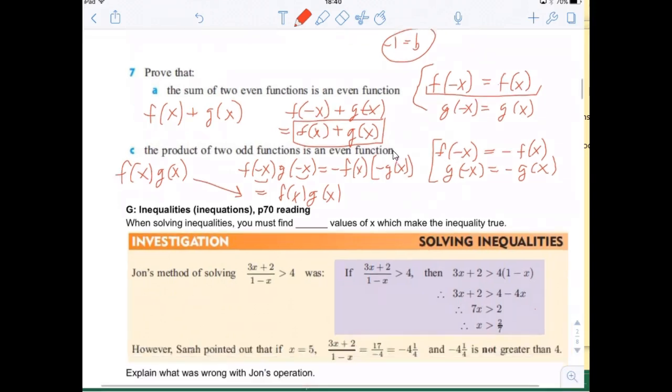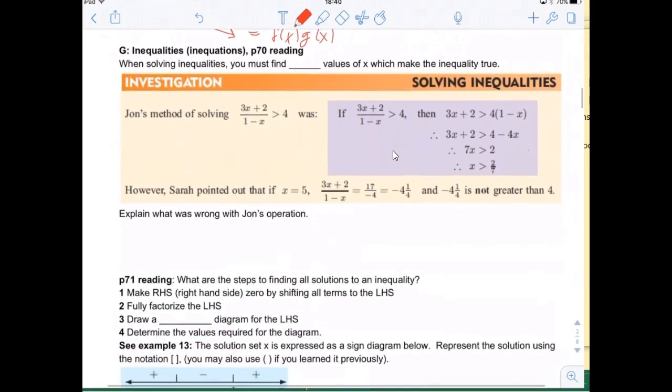Alright, now let's do section G. If you do the page 70 reading, you can get the answer for this, or you can just listen to me talking here. When solving inequalities, you must find all values of x which make the inequality true. You can't just find one value, you need to find every single value. So here's an investigation. John was solving this inequality here, and his method was this. 3x plus 2 over 1 minus x is greater than 4.